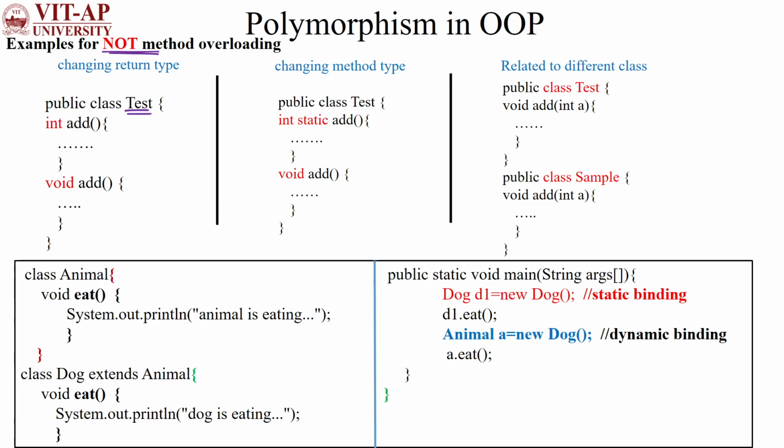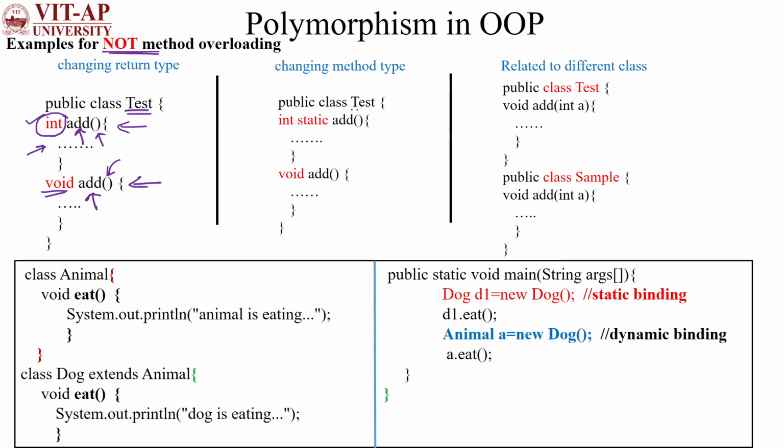The class name is Test here, and both method names are add, and here also no argument, here also no argument, so both are similar. But here the return type is different: integer here, but void here. So both are not similar, they are not the same methods. So it is not an example of method overloading.